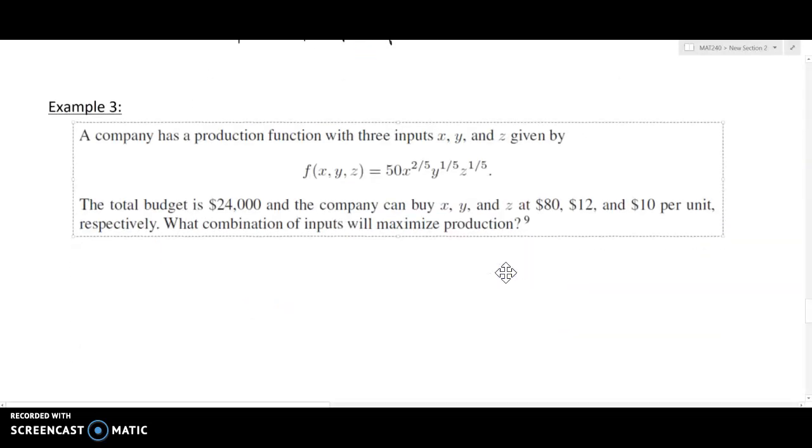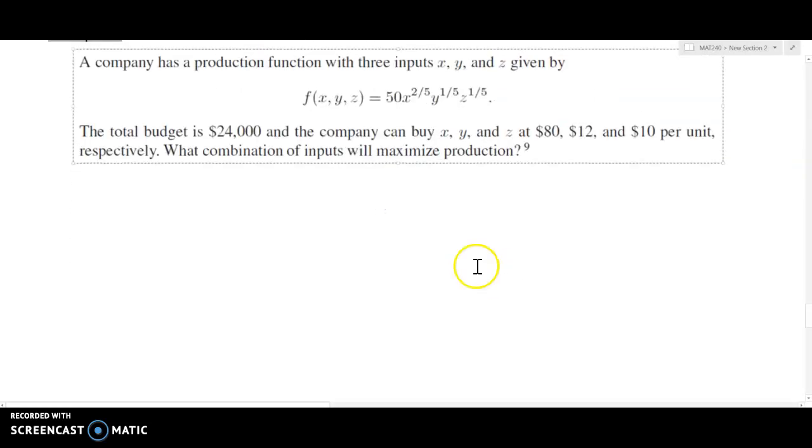So, looking at another example, one that has 3 variables. A company has a production function with 3 inputs, x, y, and z, given by this equation here. Again, another Cobb-Douglas model, but we have 3 inputs, and the output is the level of production this company can make. The total budget is $24,000, and the company can buy X, Y, and Z at $80, $12, and $10 per unit respectively. What combination of inputs will produce the maximized production?